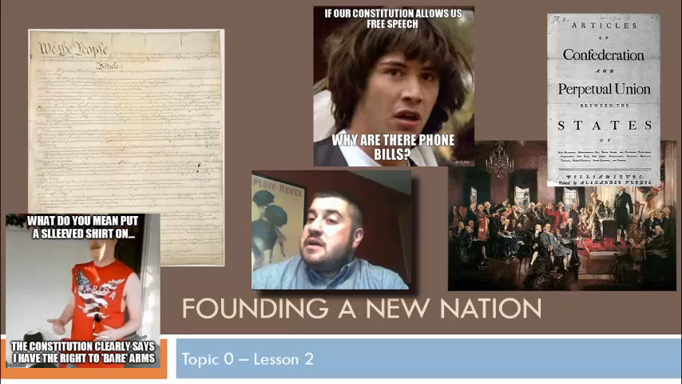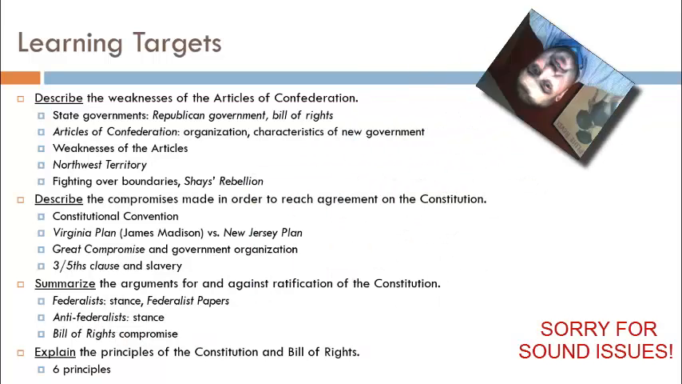And today we're going to take our journey through U.S. history a little bit further, from the end of the Revolutionary War until the signing of the Constitution. So let's go ahead and get started.